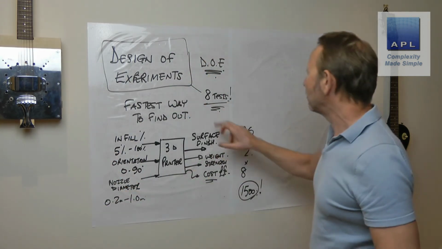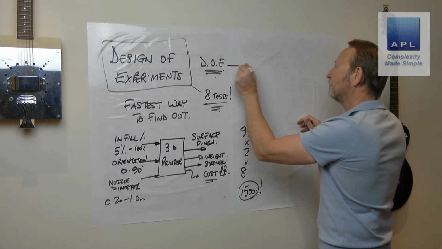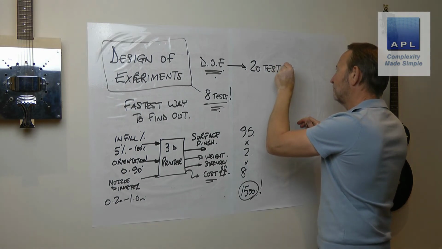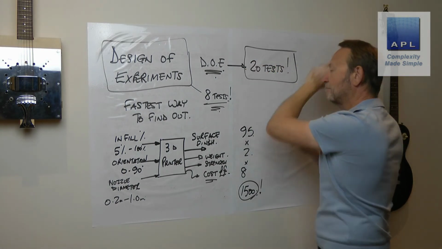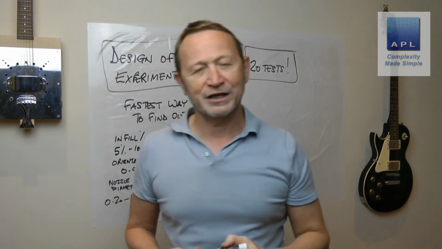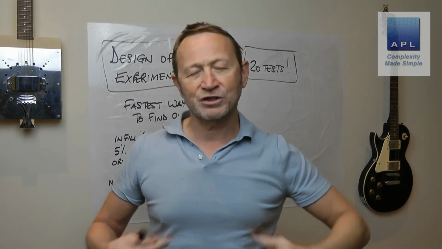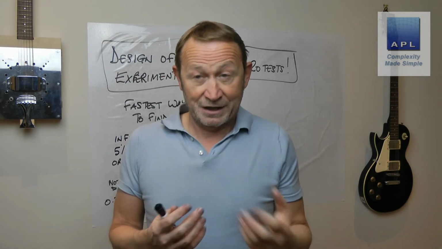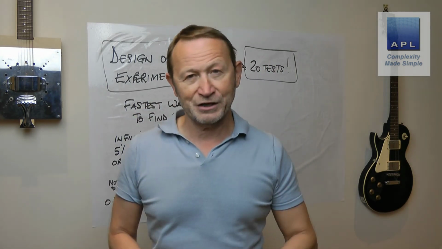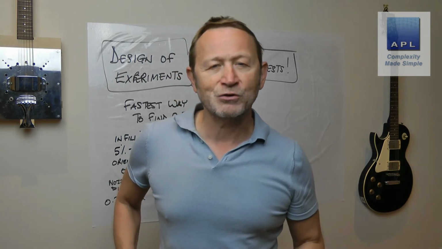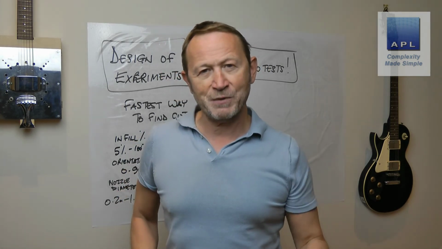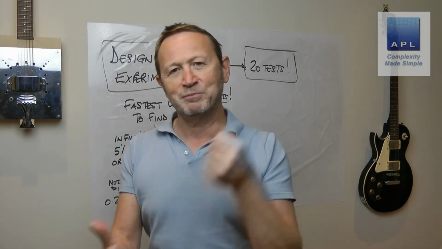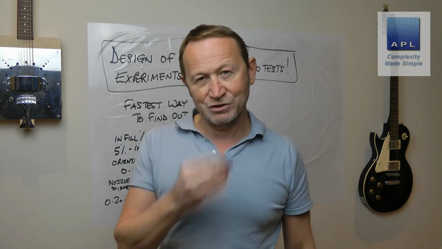1.5 trillion. By the way, DOE, 20 tests. Out of those 1.5 trillion ways of doing it, all it's going to ask you to do is 20 tests, then it will recommend the best settings. It's the fastest way to find out. Why wouldn't you go out and learn design of experiments whilst you're in lockdown and you have piles and piles of time to do this?